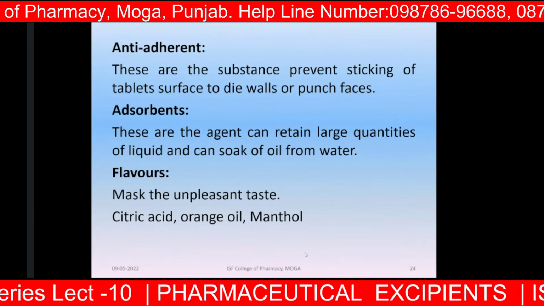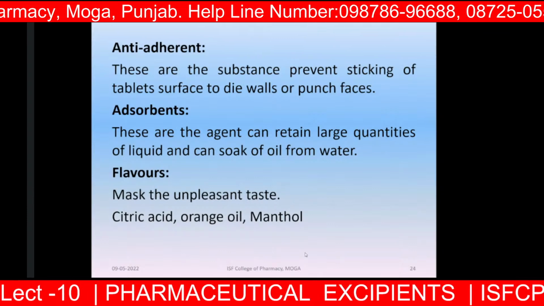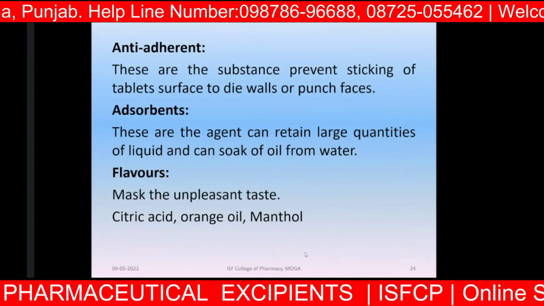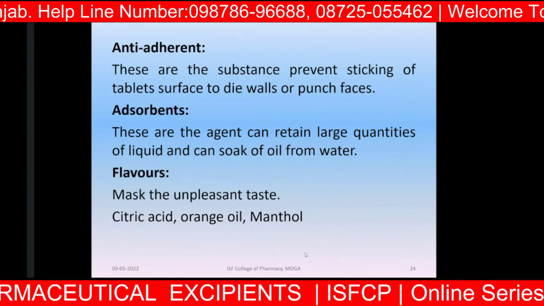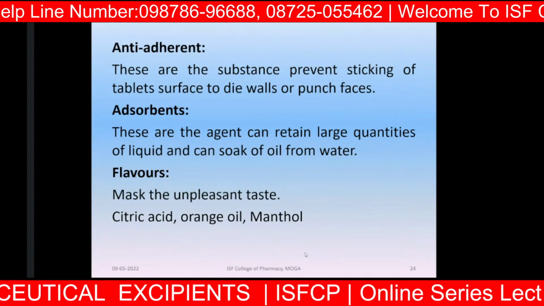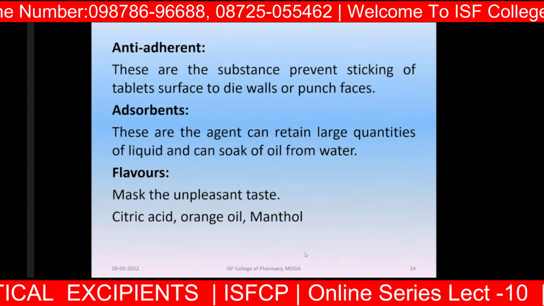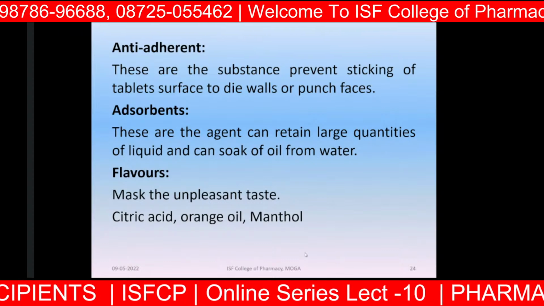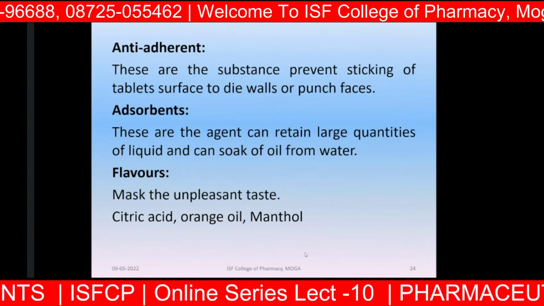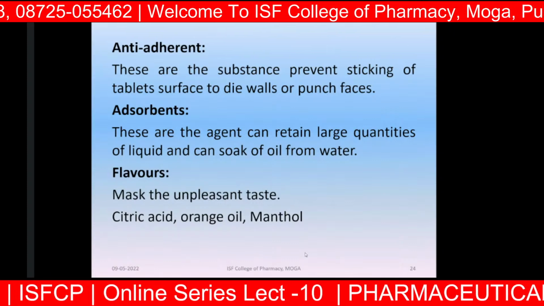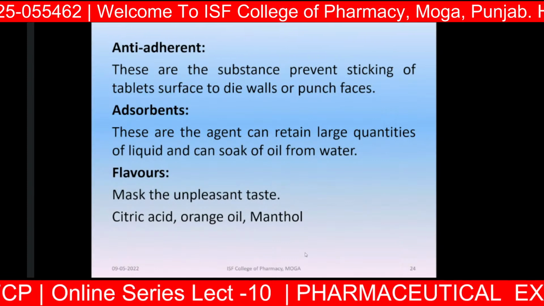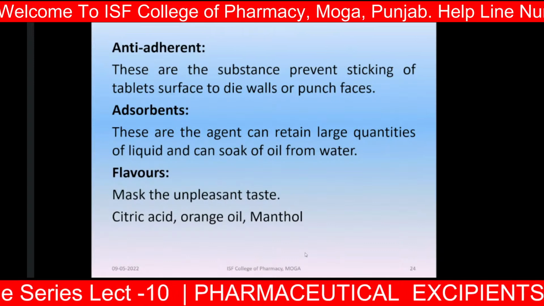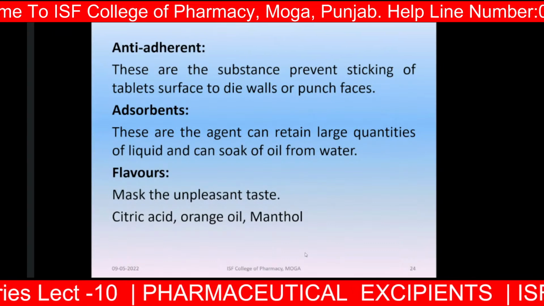If we consider flavor, flavors are used to mask the unpleasant taste or also to improve the taste of chewable tablets as well as mouth dissolving tablets. To increase patient compliance, we add the flavoring agent. Flavoring agents are thermolabile and so cannot be added prior to operations involving any type of heat. The examples of flavoring agents are citric acid, glycerol, orange oil, menthol, and vanilla.